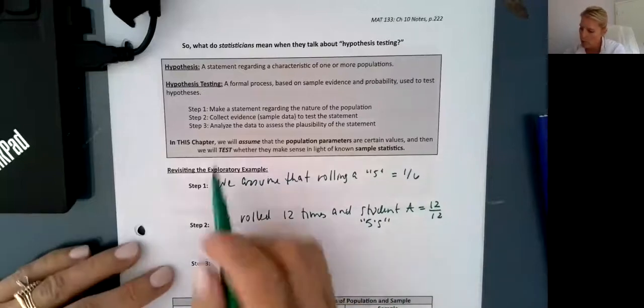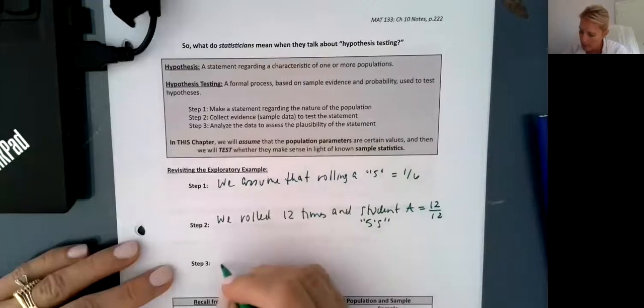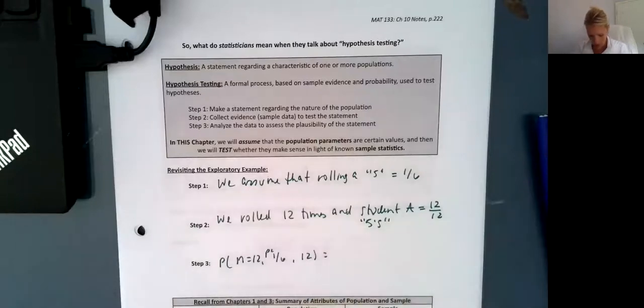And so what we want to do is assess the plausibility of the statement. So what is the probability of getting, when n equals 12 and the probability is 1/6, actually getting all 12? That's what we want to know. That's what we're going to prove, and we're going to look into that.